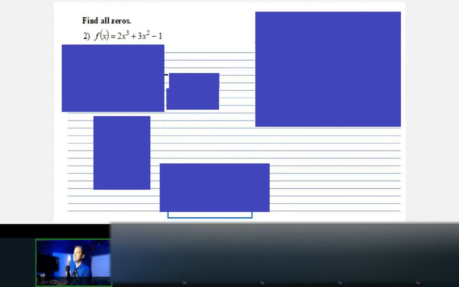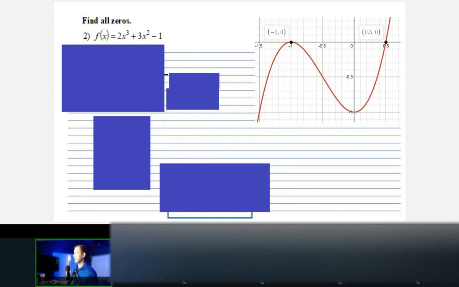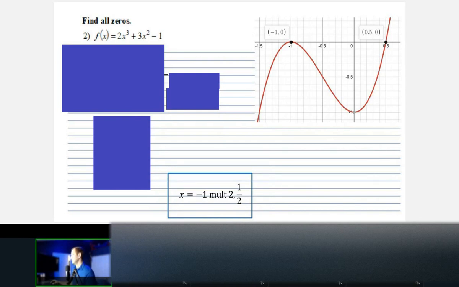Now, I'm going to show the graph. So, everyone should have got this. It looks like, for whatever reason, a lot of you wanted to say plus or minus 1, but it only crosses or touches the x-axis at negative 1 and 1/2. So I think somebody in chat wrote down that it's negative 1 with multiplicity 2, and I would agree with you. So negative 1 multiplicity 2, because it bounces, and then at positive 1/2.